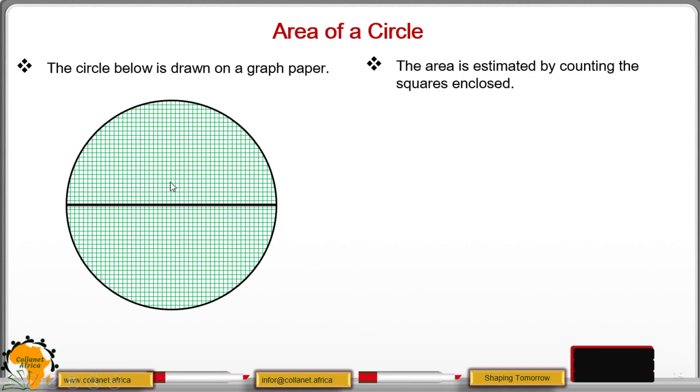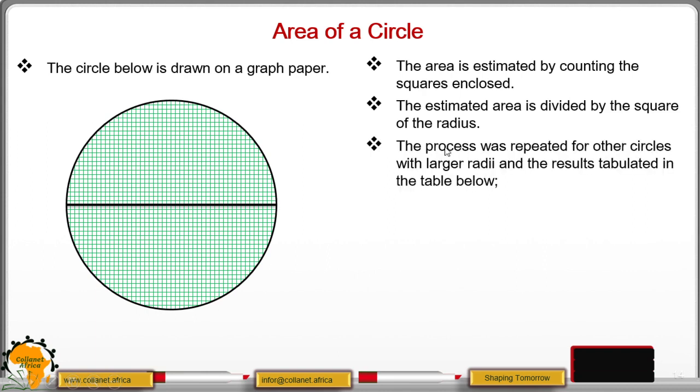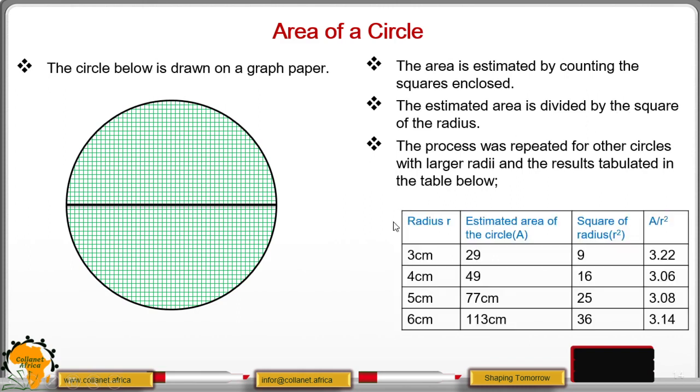Now, the area is estimated. I want you to estimate the area by counting the number of squares that are enclosed by your circle. After counting the number of squares, you estimate the area, and that area is divided by the square of the radius. Remember this, if you want to get the square of the radius, you have the center of your circle, you count the number of squares that are representing the radius, and then you get the area, you divide by the square of the radius, and then you tabulate your results.